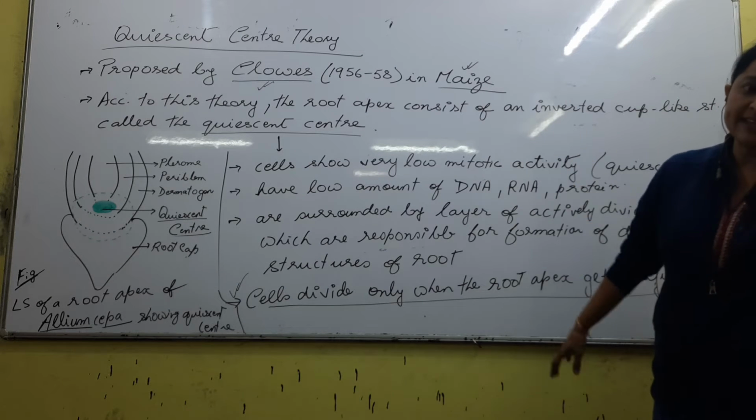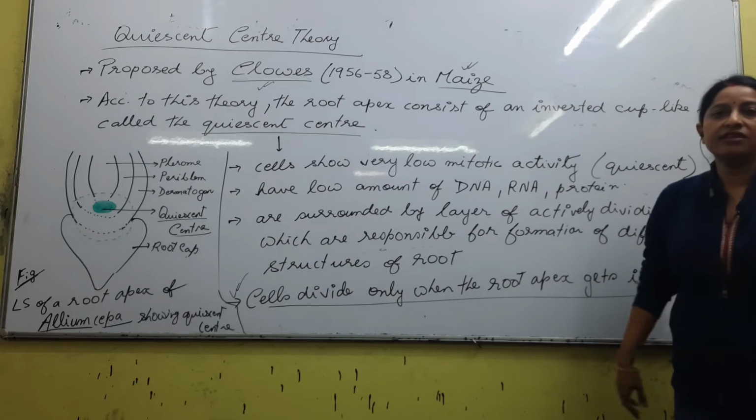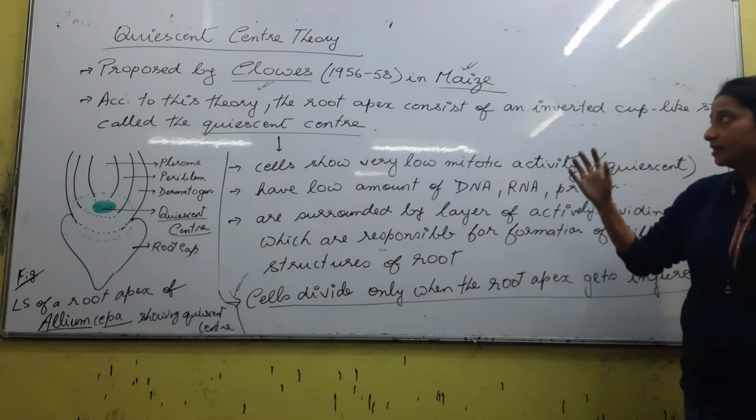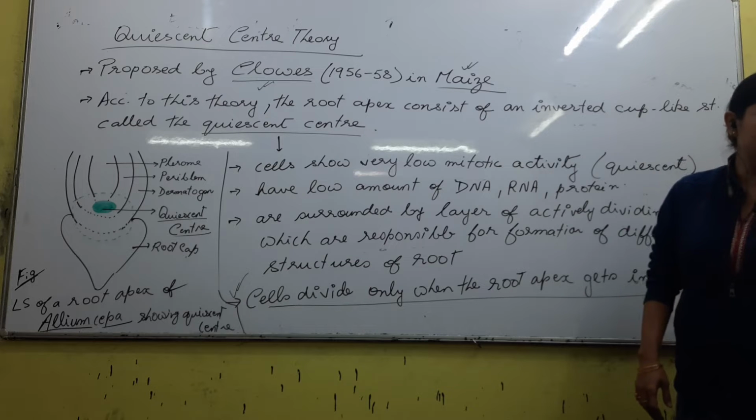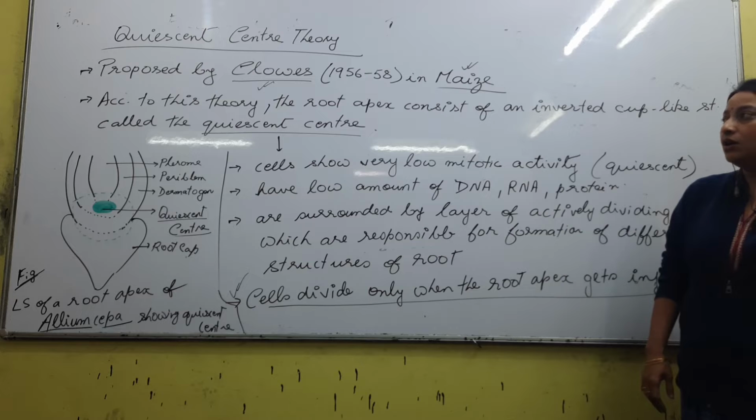So, what are the points that are important? First, quiescent center theory was proposed by Clowes. The year is not important. Next, who discovered it? Maced root. So, second point. Third, quiescent center.